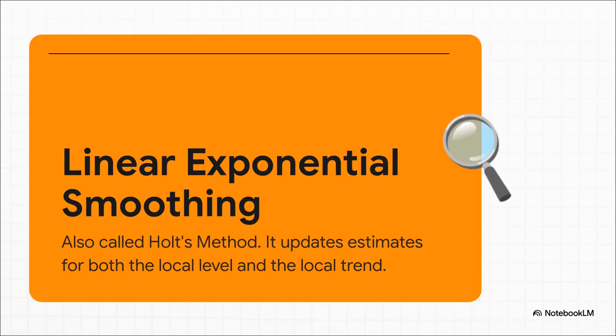We need to call in the cavalry, and that cavalry is called linear exponential smoothing, also known as Holt's method. It's a more powerful version that forecasts two things at once, the level, like before, and now the trend. It's built specifically for data that's on the move.